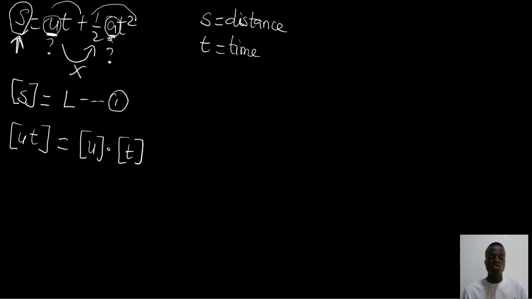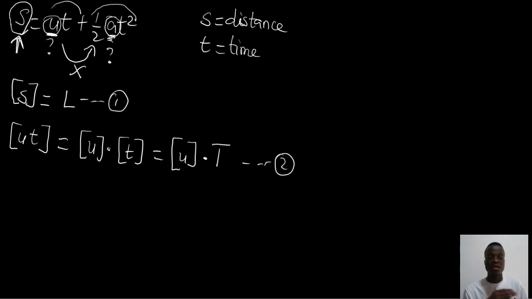But then we don't know what U is now. So we are going to keep the U in its bracket because we don't know the expression. But the T, we know the dimensional expression of T. They say T is time. Since they have defined it for us, we can convert it to its dimensional expression, which is T. So this is equation two.